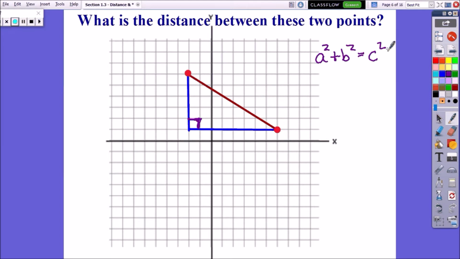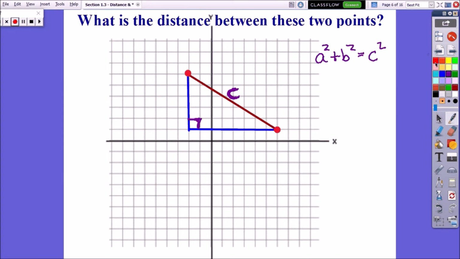And we need to identify the A, the B, and the C. Now, the distance between our 2 points, that will always be our C side. That will be the hypotenuse. So we can always label that piece C. Now the A and the B, it doesn't matter which one's A and which one's B. Usually I like to call the smaller leg A and the longer leg B, but that's just personal preference.